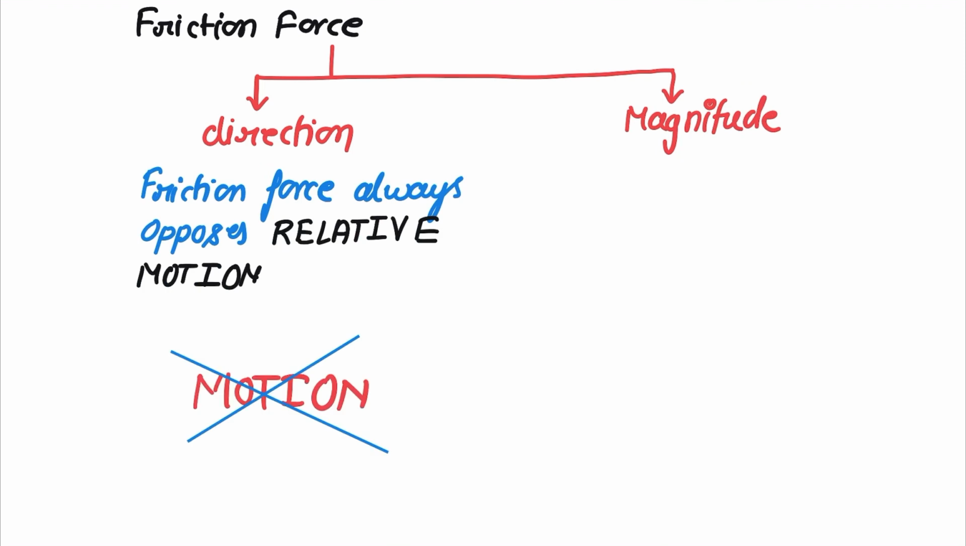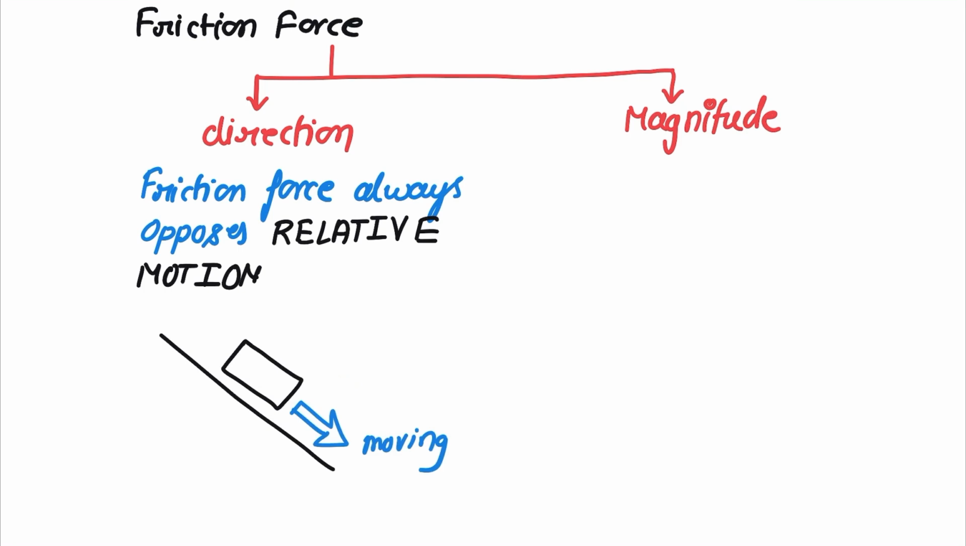Let me give you an example here. There's a box and it tends to move downward on an inclined plane. Now this box will automatically get the friction force upward.